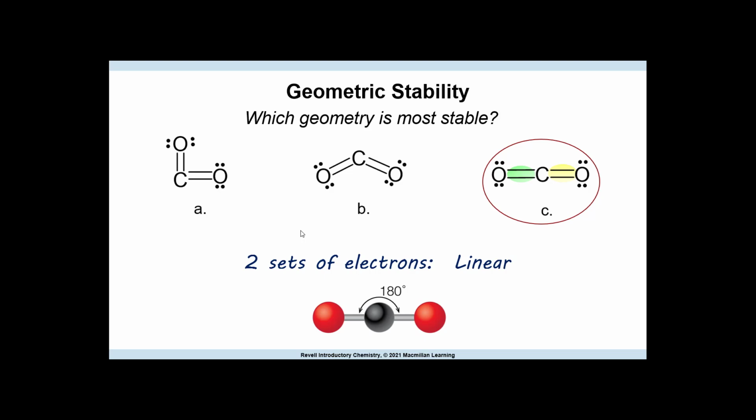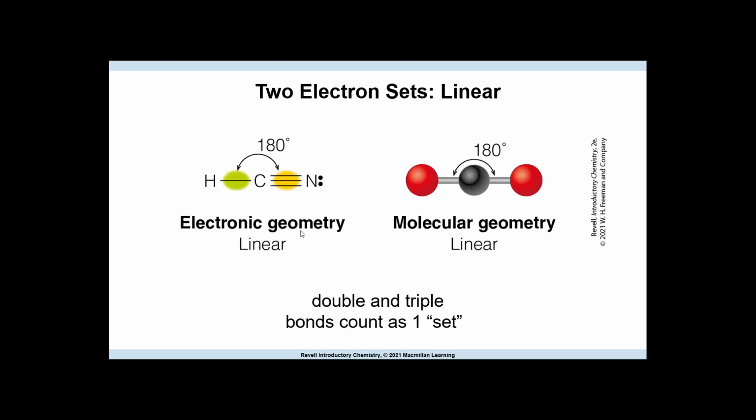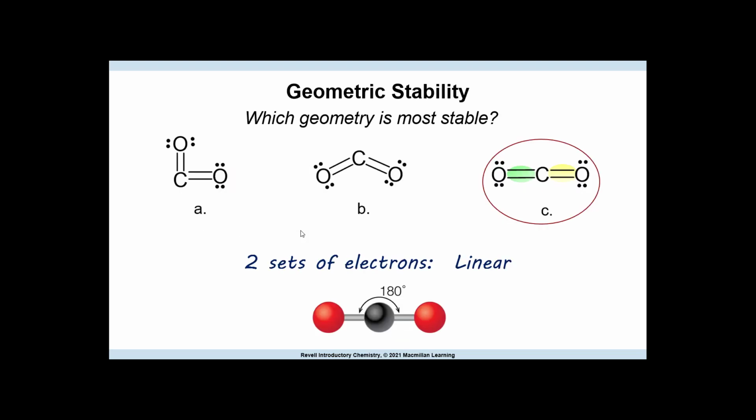Like the first example, this molecule has only two sets around the central carbon, and so the most stable arrangement is the one which keeps the electrons as far away from each other as possible. That is the geometry shown in answer C. At any time, the central atom has only 2 electron sets. The electronic and molecular geometry around the atom are both linear with a bond angle of 180. So like the other one, carbon dioxide is also 180 degrees.